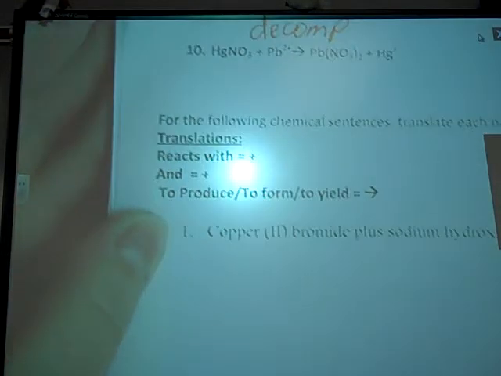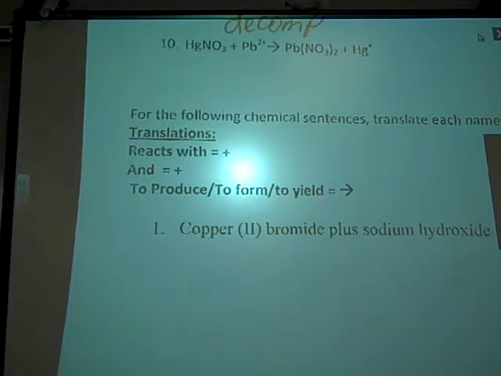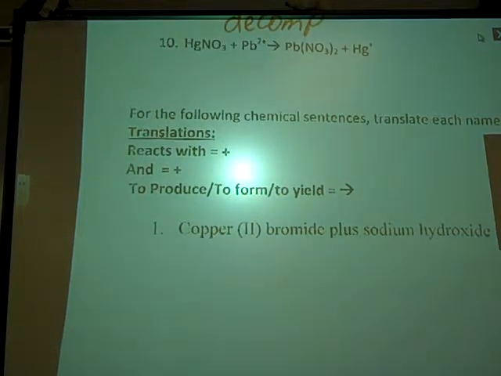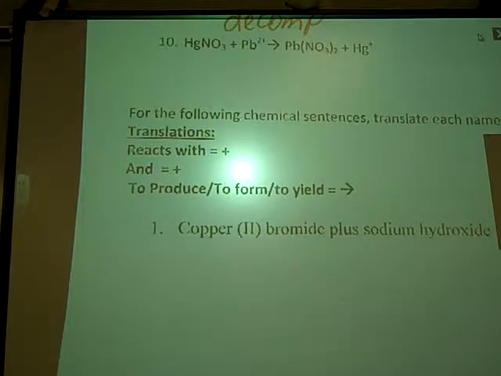So there are a couple of words that are not chemical compounds but still require translations. Things like reacts with or and, to produce, to form, to yield. So anytime you see the words reacts with, you're going to put a plus. Anytime you see the word and, you're going to put a plus. Anytime you see the words produce or to form or to yield, you're going to put an arrow. So let's do the first one together.